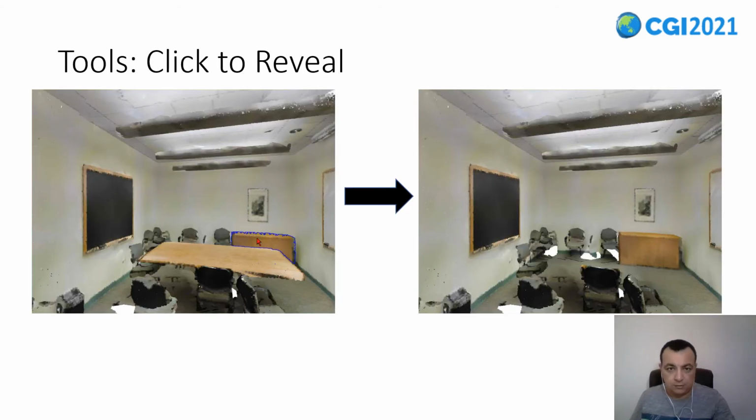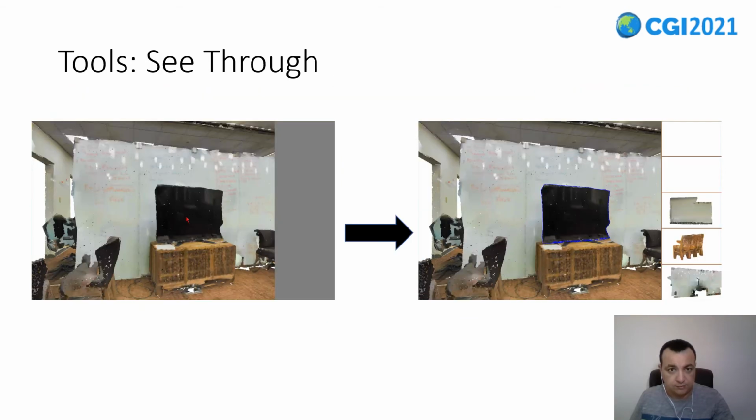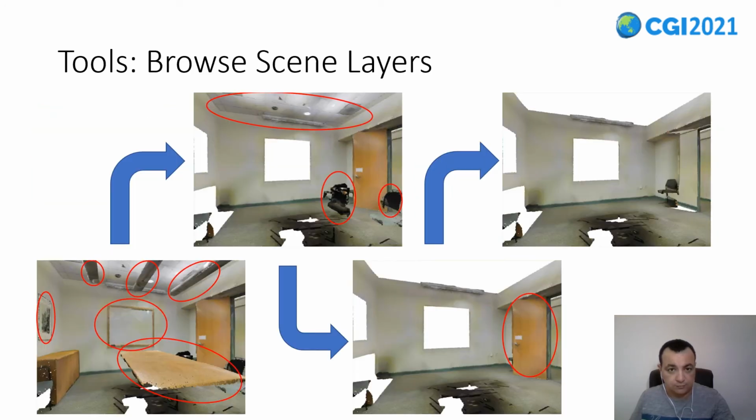Several tools can be applied on the scene using the occlusion graph, to expose occluded objects. The first function is click an object to reveal it by hiding all its occluders. A second function is reveal by class. For instance, the user can choose to reveal all chairs by clicking one chair. In a third function, the user can see through occluders, or objects can be arranged in visibility layers.